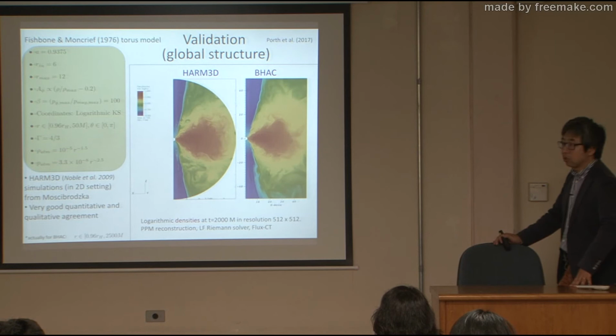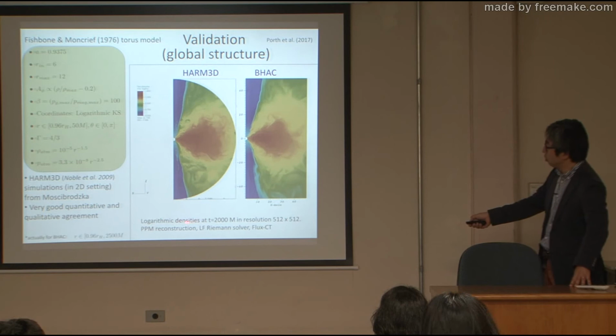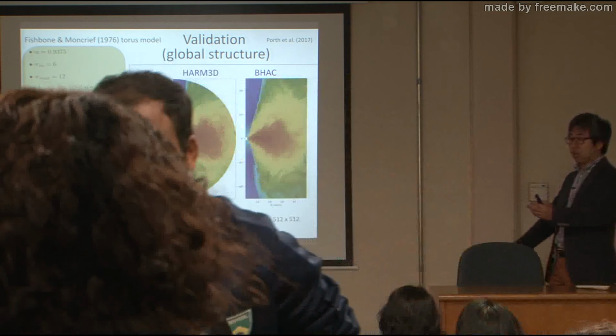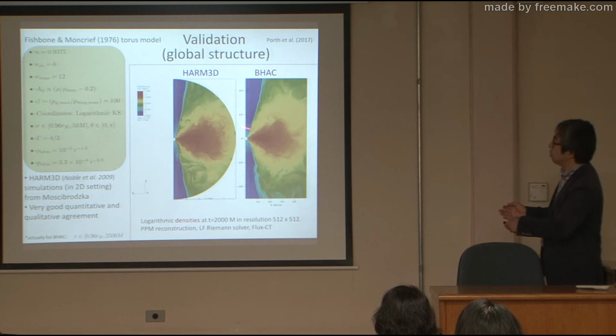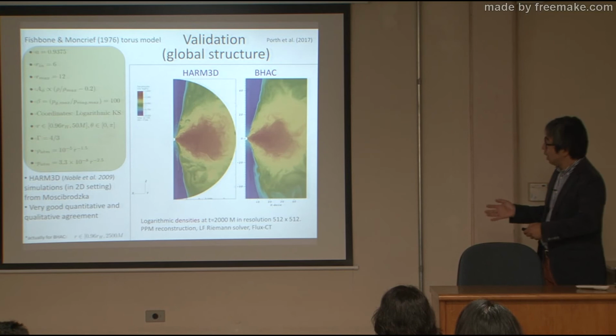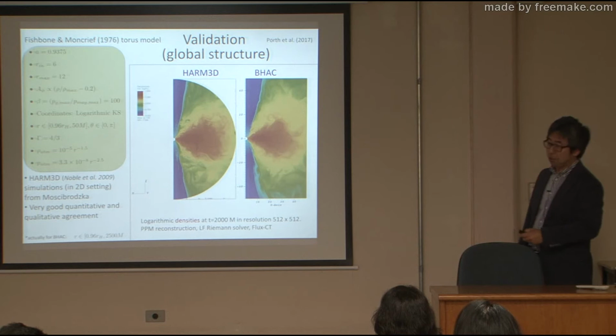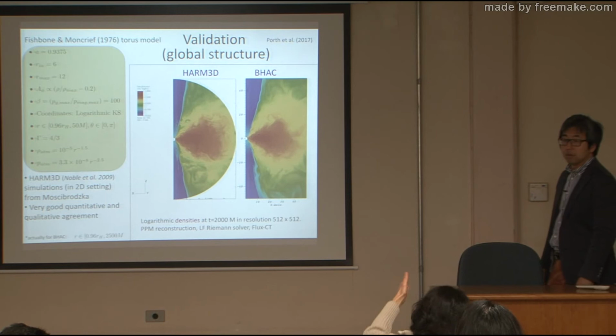We say not uniform. This is a logarithmic density. So r is logarithmic, but theta is uniform. Sometimes harm is used with more concentrated resolution in this region, but our case doesn't use it. I think maybe we need a more precisely comparable resolution in the theta direction. So I expect the harm 3D case uses a higher resolution than our back code. This would also explain the difference.